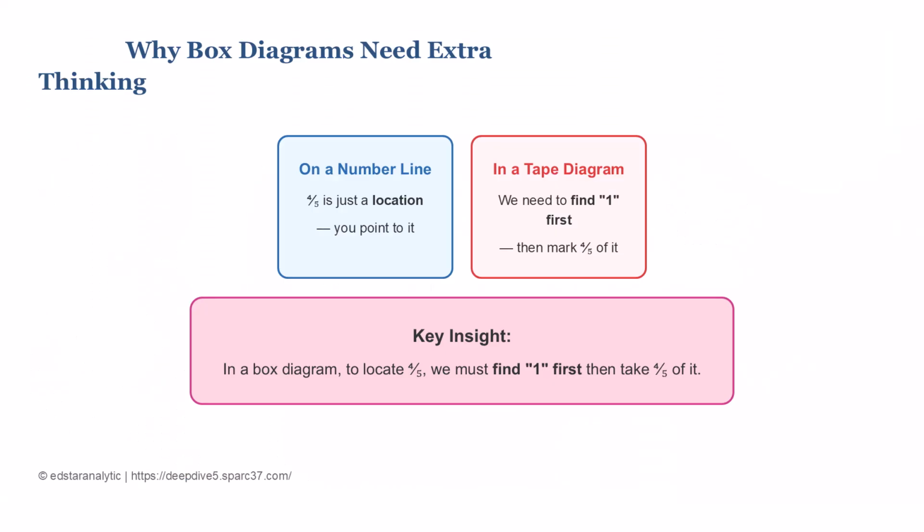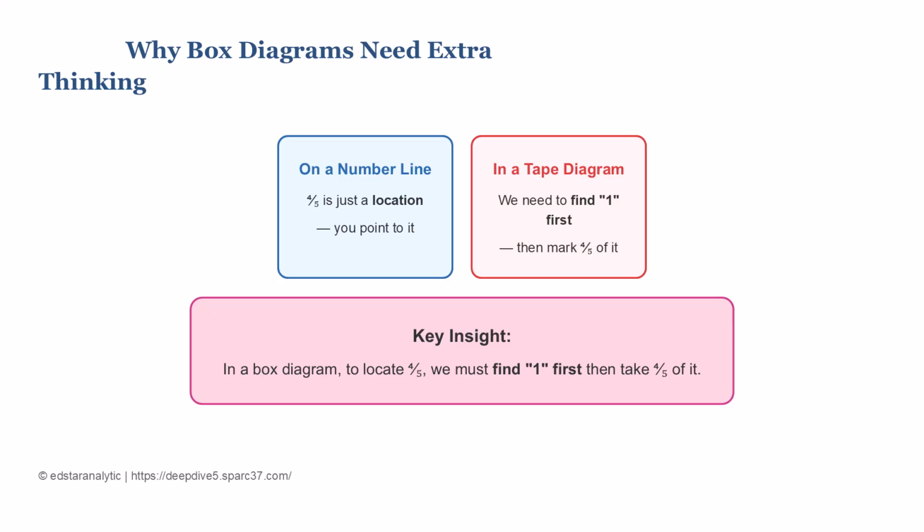We find 4/5 and mark it. Done. But here's what nobody tells you. When you mark 4/5 on a number line, you're actually marking 4/5 of 1. The "of 1" part goes without saying. Everybody just assumes it. If you don't say "of" something, it always means "of 1."